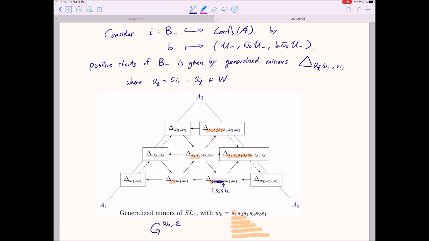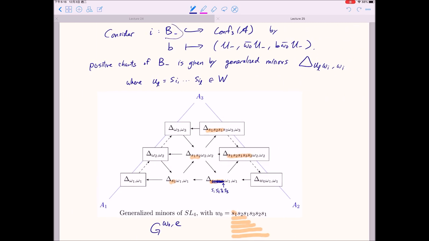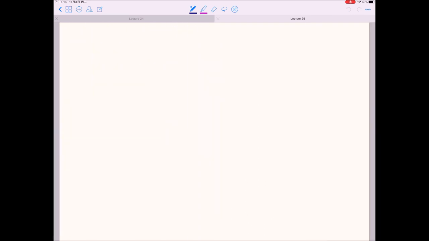Then the mutable part is exactly the part that we have discussed previously in part 3 of the course. So this is the positive structure of the lower Borel subgroup. Then the claim now is that the restriction of our xijk function onto the image of this B bar, B minus inside the configuration space should coincide with the value of this generalized minor. And this is indeed the case. So it's xijk, and its restriction to the image of this lower Borel part is exactly given by those minors.